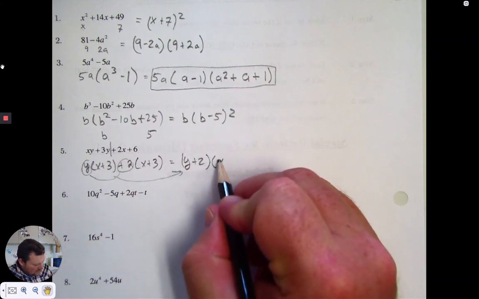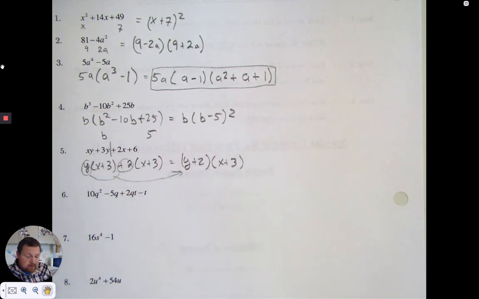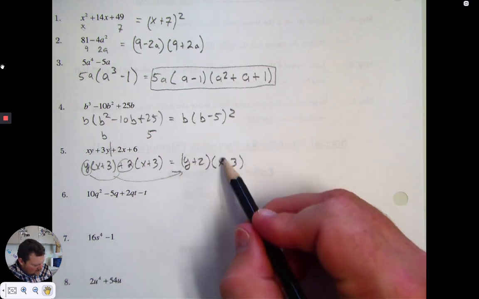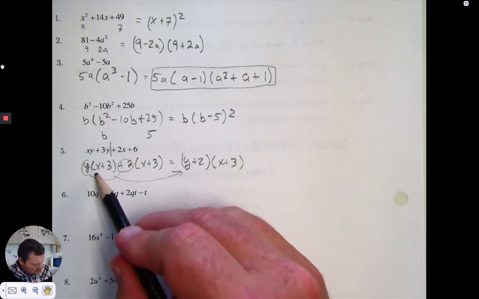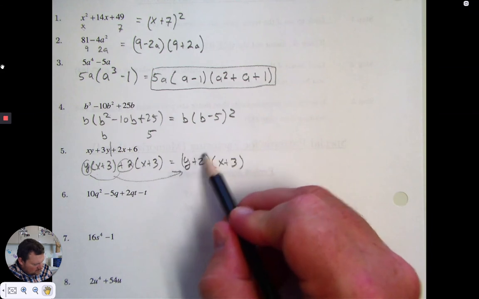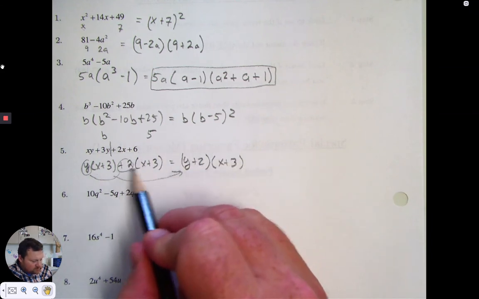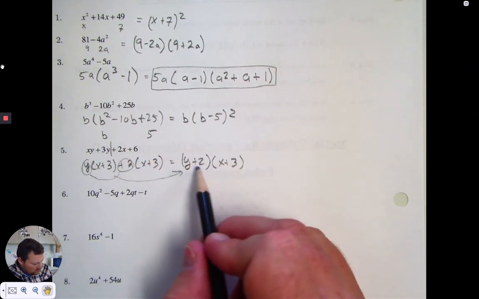And then multiply it by x plus 3, right? Because mathematically that's the same: y times x and y times 3, which I have right here, plus my 2 times x and my 2 times 3, which is what I have right here. So this is how we factor that down.